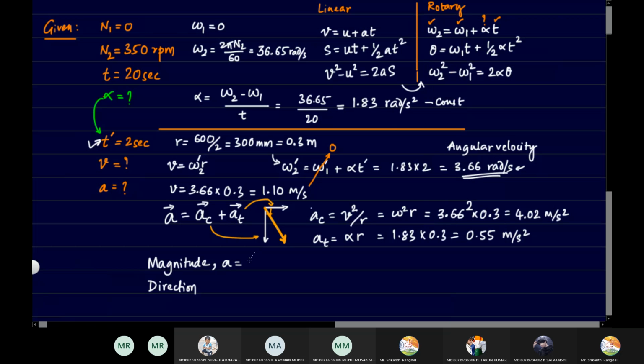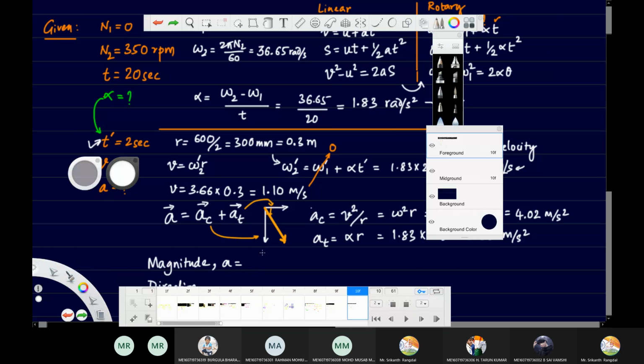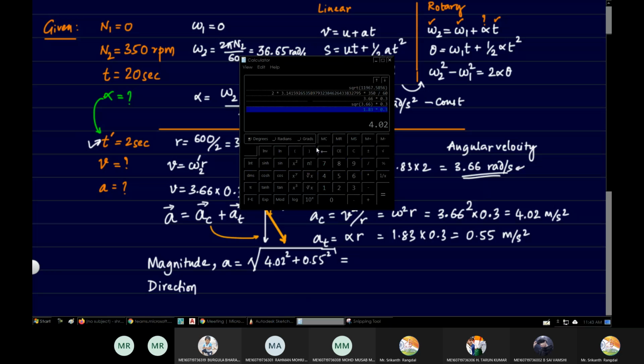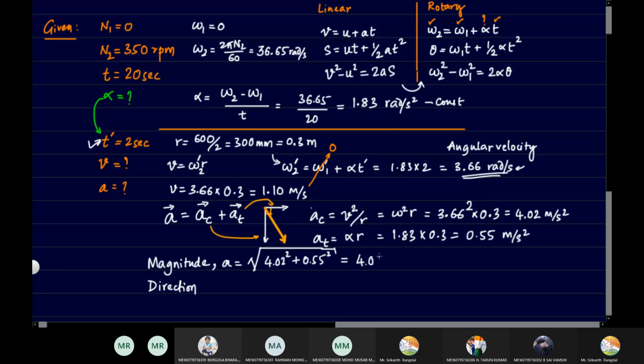So under root, 4.02 square plus 0.55 square. Do it. What do we get? 4.06 meters per second square. Then what about direction?